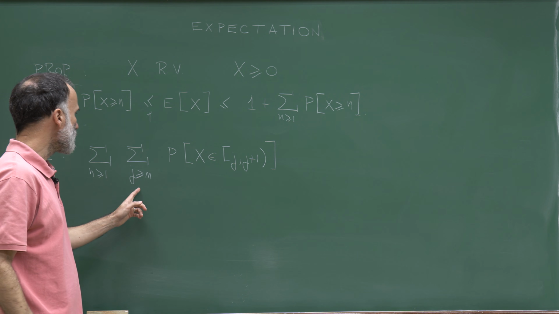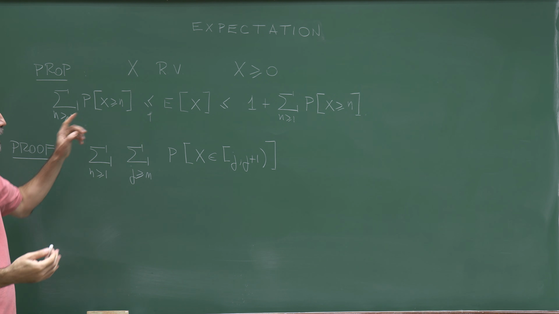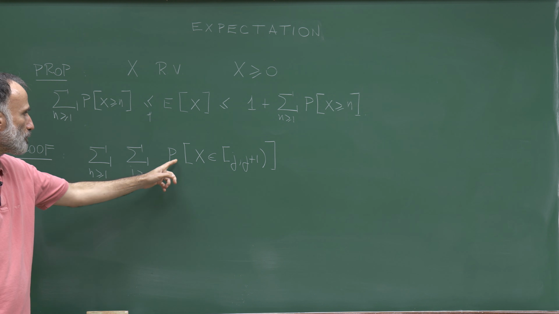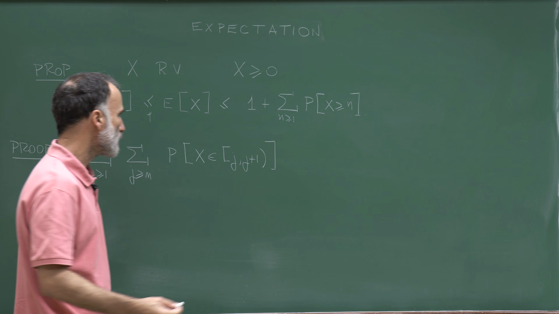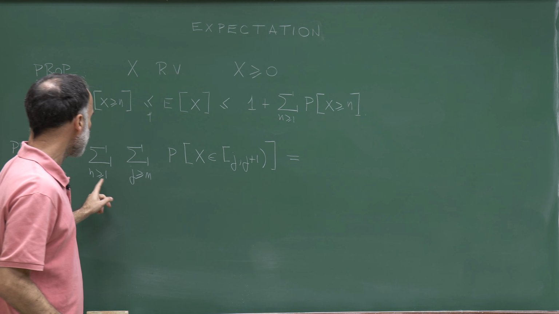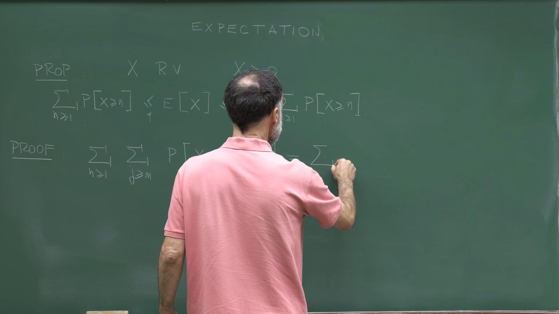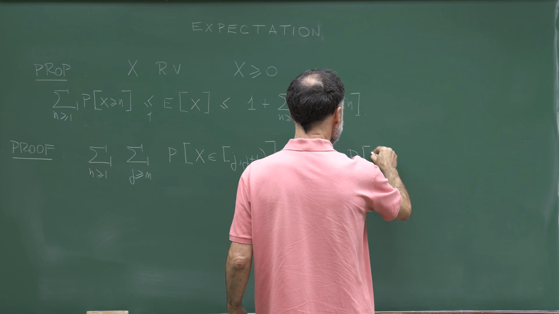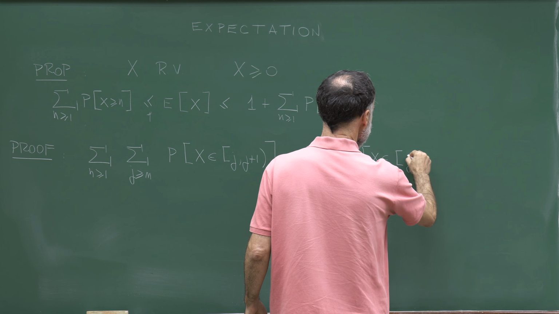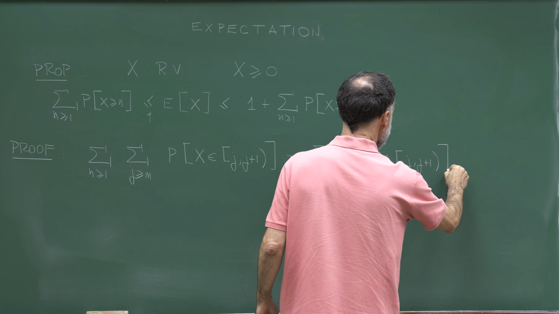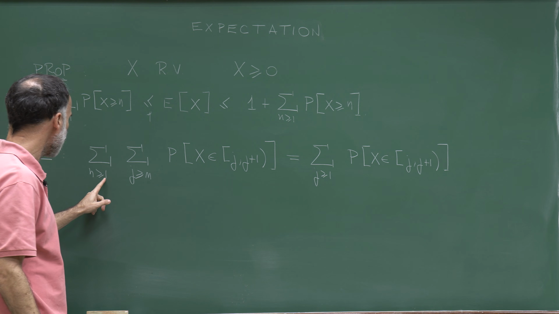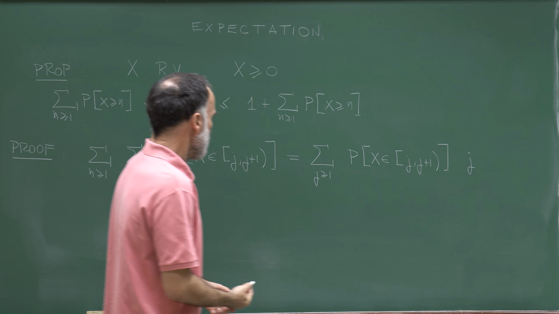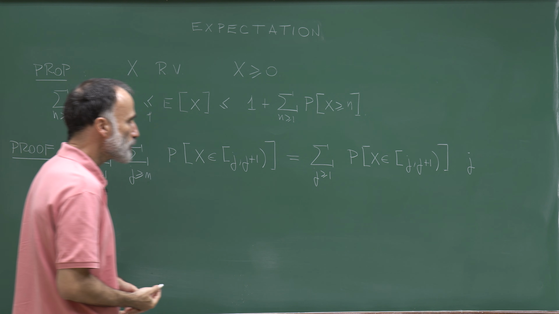Right, because the union of these intervals for j larger or equal to 1 is the interval n to infinity, these two expressions are equal. And now, since this probability is non-negative, I can exchange the order of summation, and here I get a sum for j larger than 1. This does not depend on n, so it's the probability that x belongs to the interval j plus 1. And here I have a sum for n from 1 up to j, so that gives me j. So this is an identity. We didn't do much up to now.